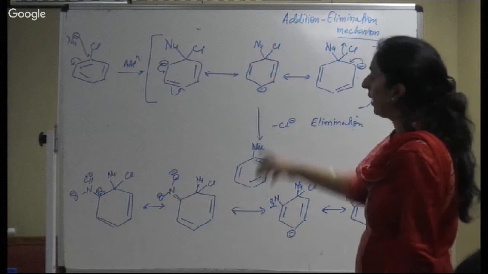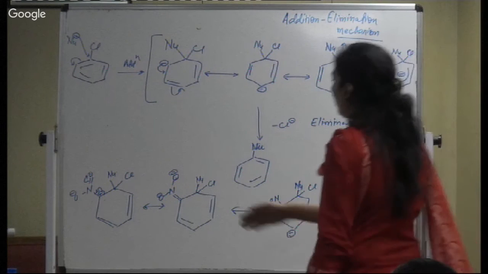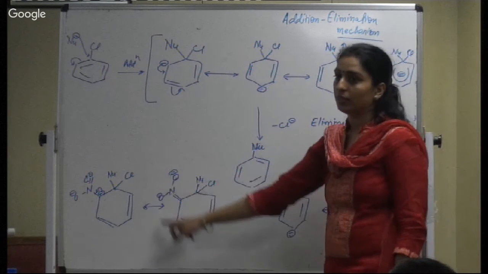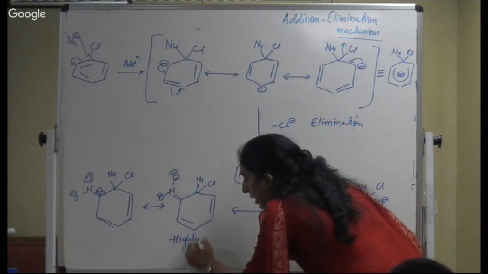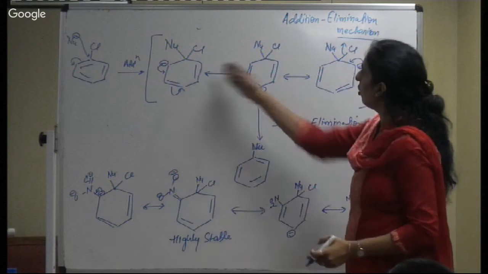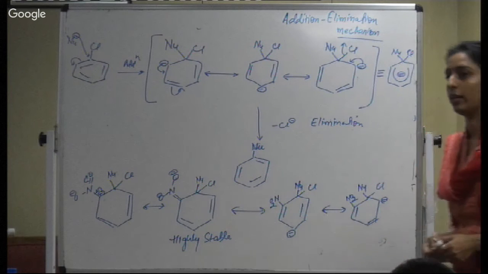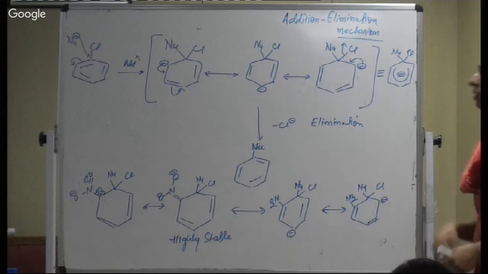The one who brought the nucleophile? No. Where is it? On para? Here. This structure is highly stable. Please look at the structures. What is the difference between this structure and the other structures? Why is there a difference in stability? Or why is this highly stable in comparison to the others? Why?